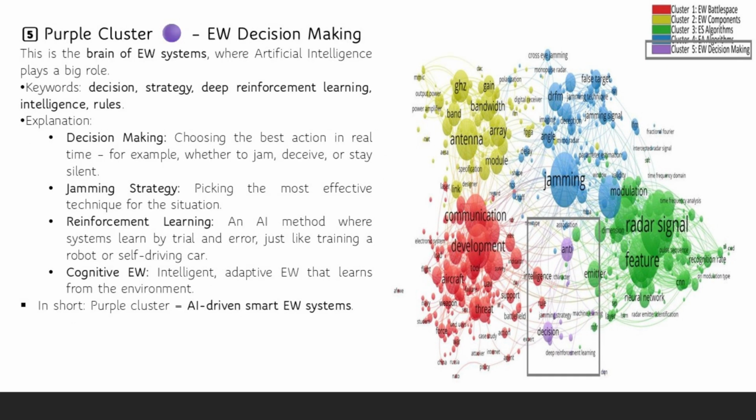Purple cluster, EW decision-making. This is the brain of EW systems, where artificial intelligence plays a big role. Keywords: decision, strategy, deep reinforcement learning, intelligence, rules. Explanation: decision-making, choosing the best action in real time. For example, whether to jam, deceive, or stay silent. Jamming strategy, picking the most effective technique for the situation. Reinforcement learning, an AI method where systems learn by trial and error, just like training a robot or self-driving car. Cognitive EW, intelligent, adaptive EW that learns from the environment. In short, purple cluster equals AI-driven smart EW systems.